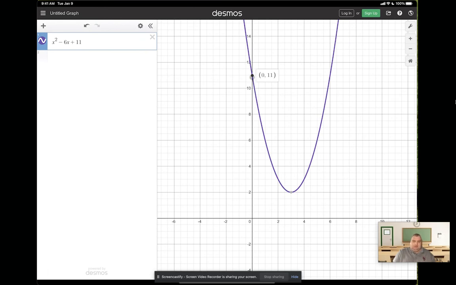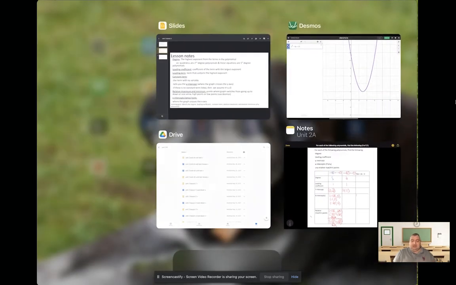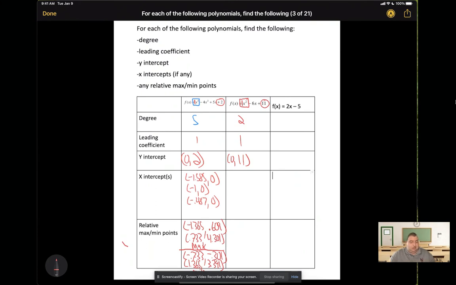But if I look at this graph, does this graph actually ever cross the x-axis? No, it does not. This particular graph stays completely above the x-axis. So it turns out that this particular graph has no x-intercepts. There are none.